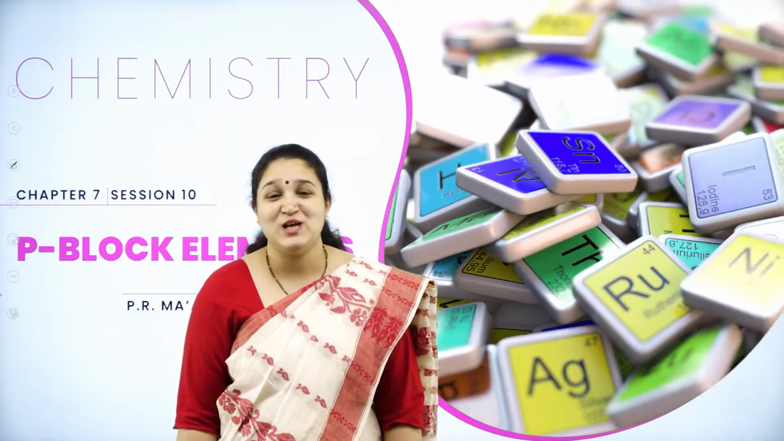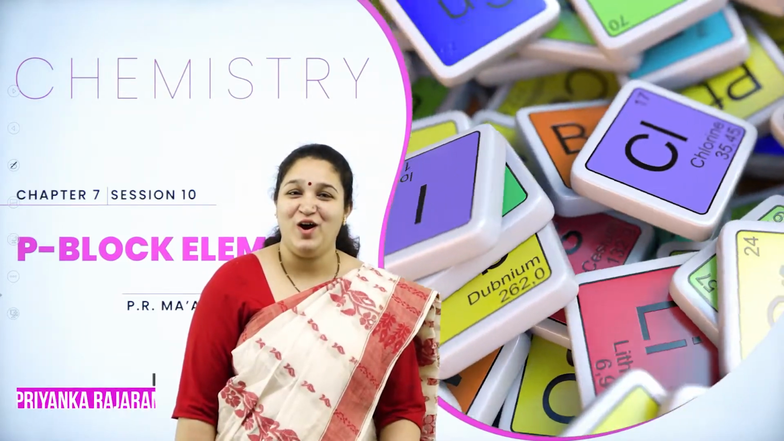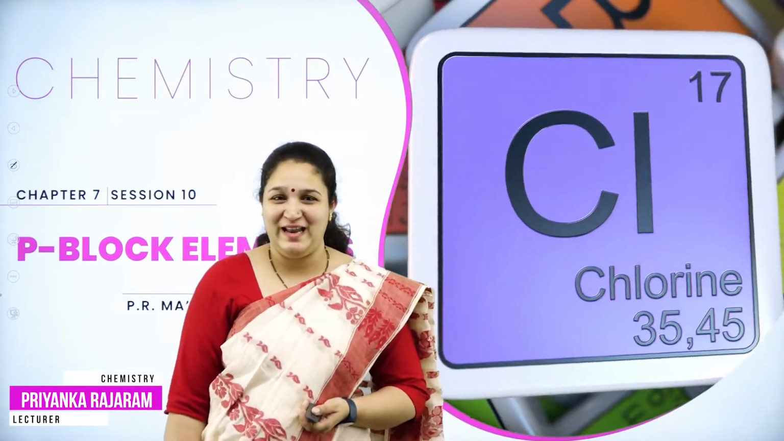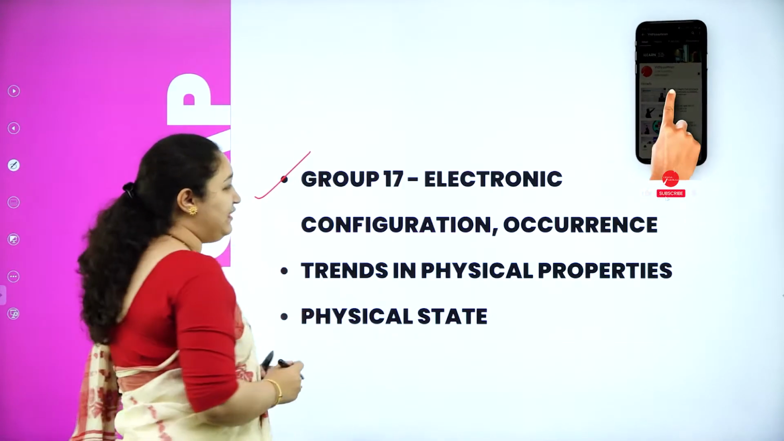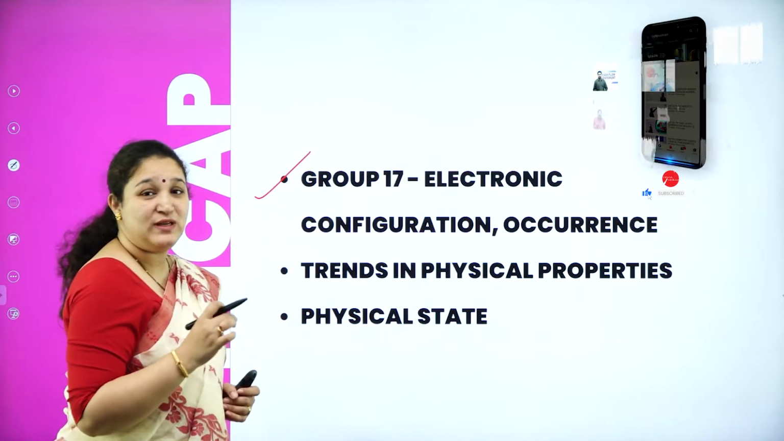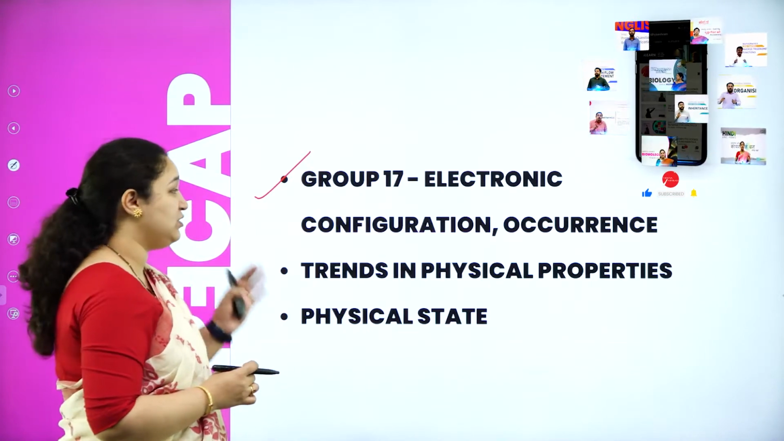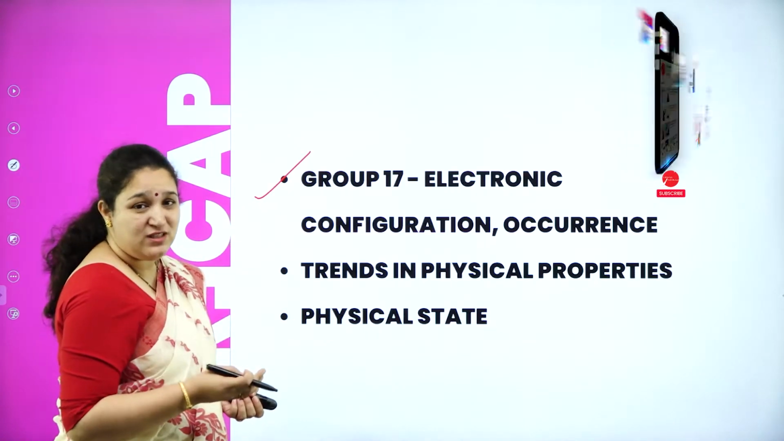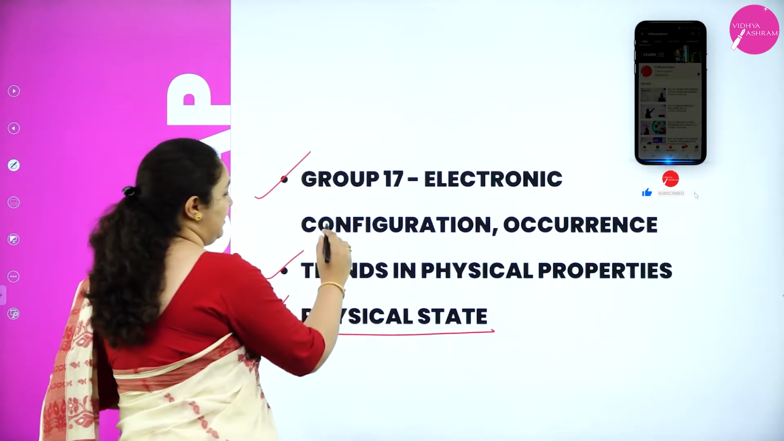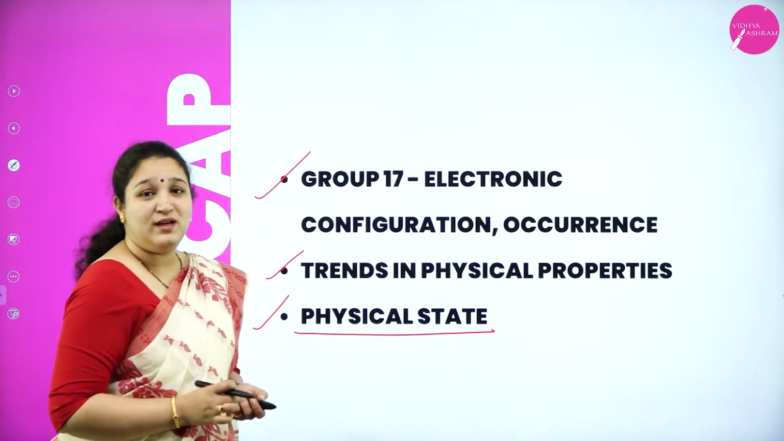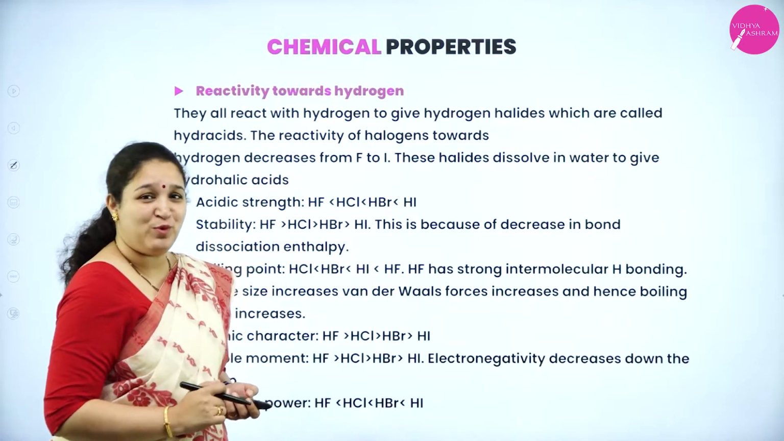Hello my dear students, welcome back to session 10 on the chapter P block elements. Last class we studied group 17 elements, that is, we learnt about the electronic configuration and their occurrence, physical properties and also about their physical state, isn't it? Today we learn about their chemical properties.